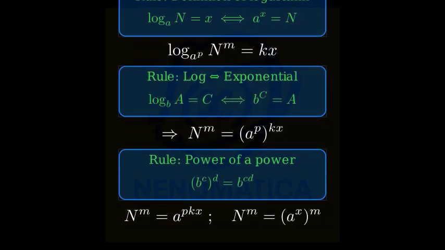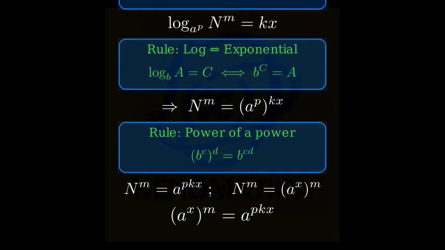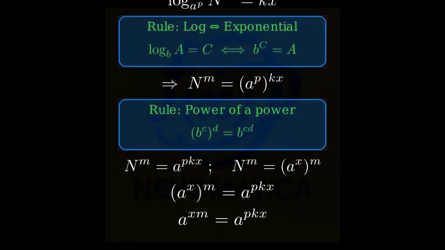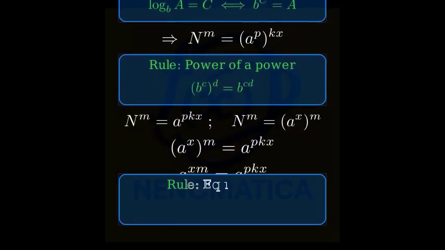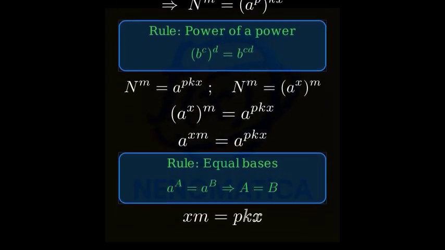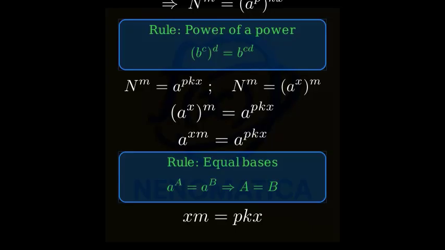Step 4. Substitute the two expressions for n to the m and equate them. Step 5. Apply power of a power on the left. Step 6. Since the bases match, equate the exponents. Step 7. Provided x is not 0, divide both sides by x. Step 8. Isolate k by dividing by p.